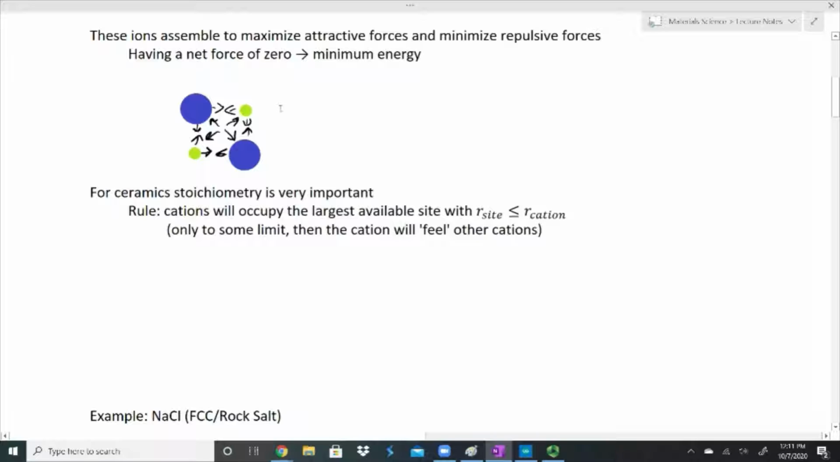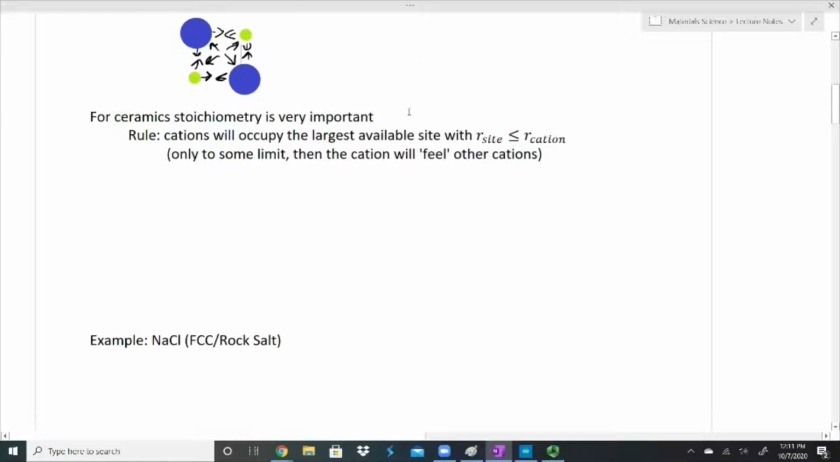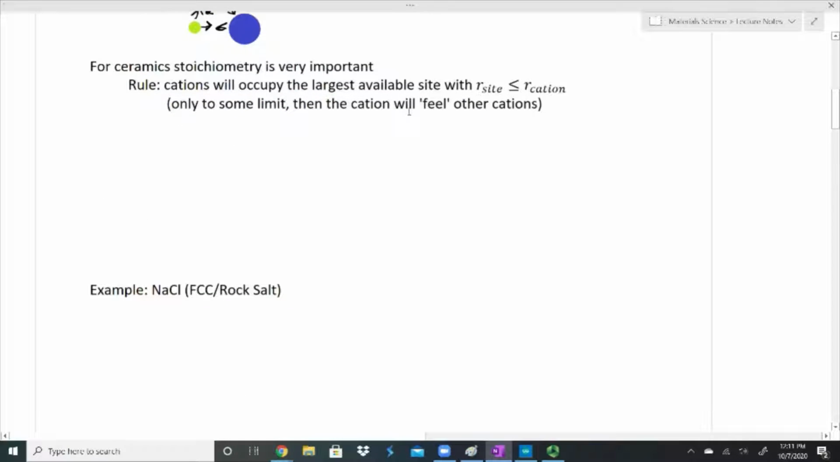And this is just in 2 dimensions. So in 3 dimensions, it's going to be quite a bit different. There's a lot more going on there. I do have this rule, a little bit about the stoichiometry and some other things. We're going to say that the cations are going to occupy the largest available site. And so we have that the radius of the site is going to be equal or less than the radius of the cation. And this is only going to be up to some limit. And this happens because they're going to start feeling each other.